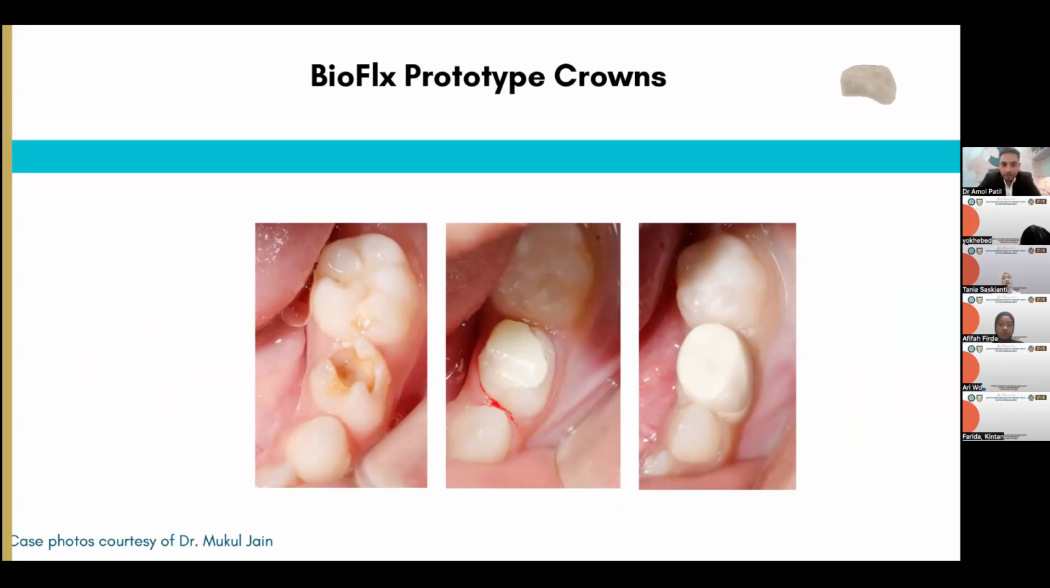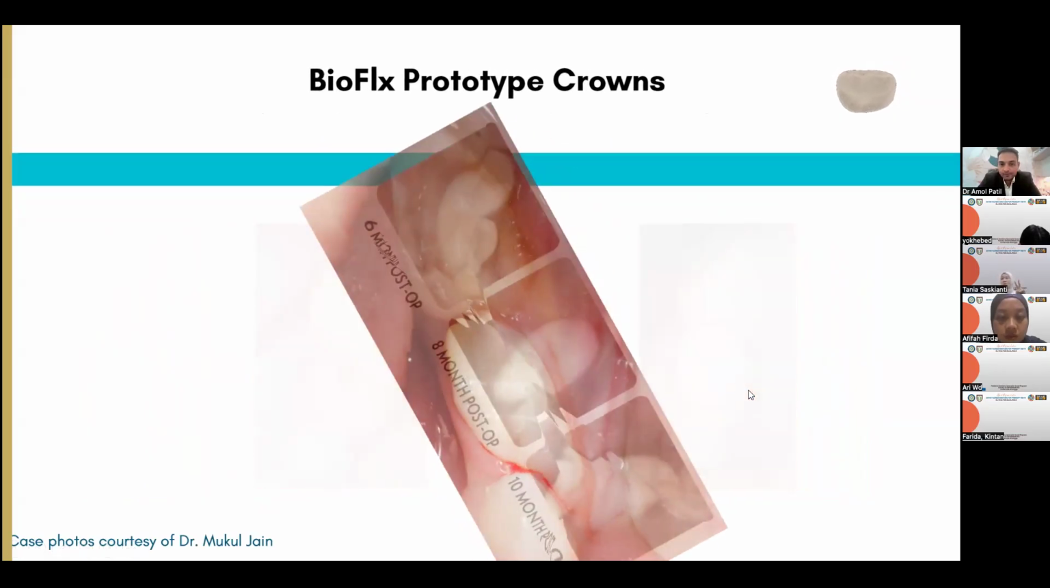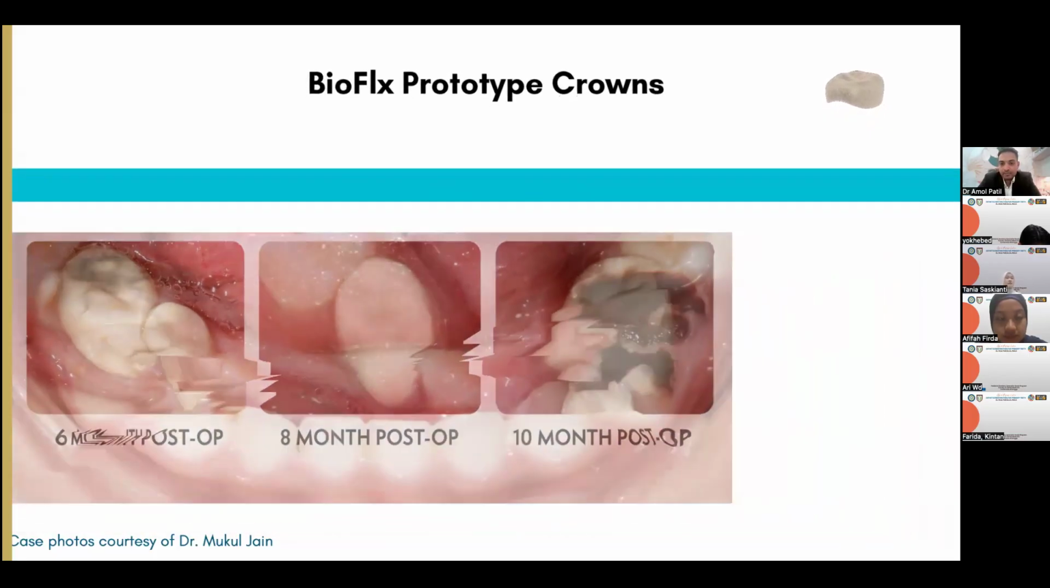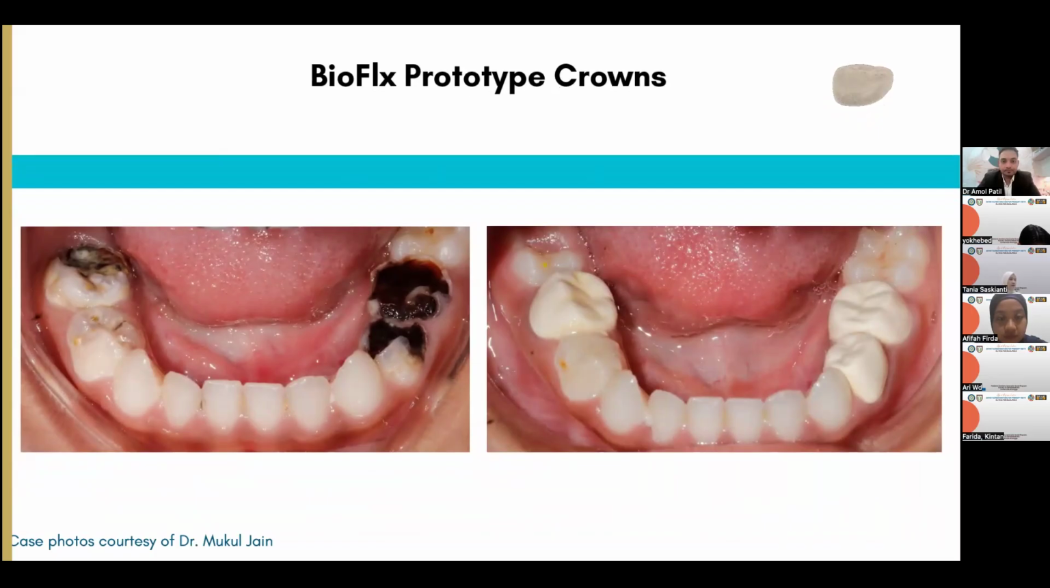So this is a pre-op picture, case courtesy Dr. Mukul Jain. This is a pre-op picture of the tooth, then tooth preparation, and this is the final fitting of the crown. So this is the 6 month follow-up. In the 6 month follow-up we can see these dimples. As these crowns are made up of hybrid resin, they show some dimples on the crowns. So this is the self-adjustment of the crown according to the occlusal forces. These are the 10th month follow-up pictures.